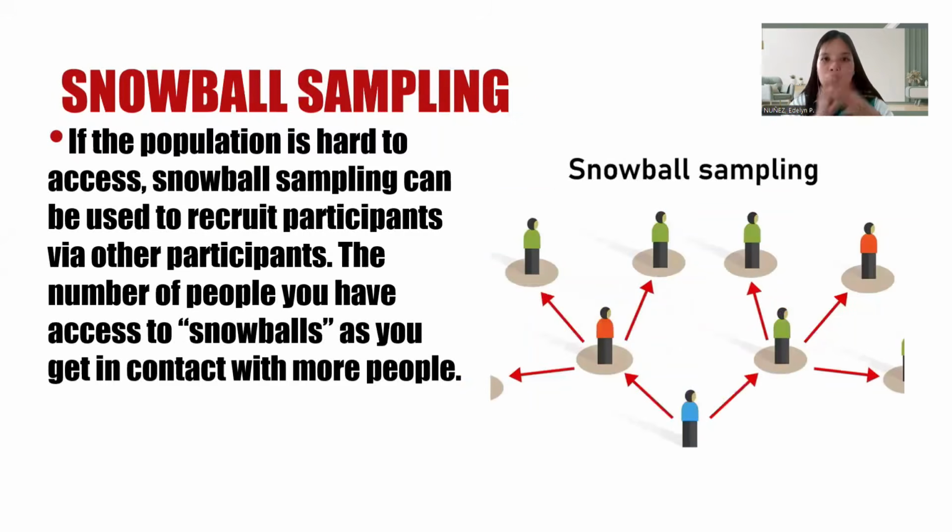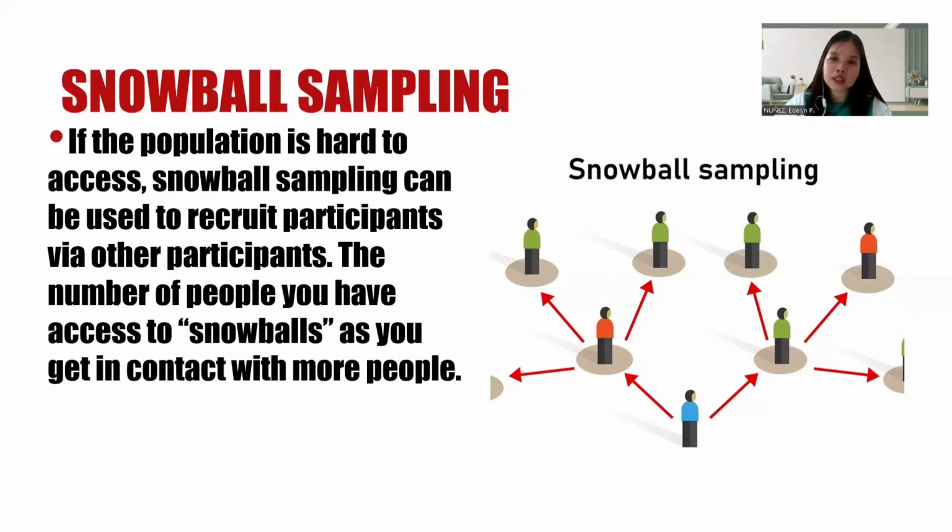Then we have the snowball sampling. Some of your classmates or those in the other section have mentioned already what snowball sampling is. As defined, snowball sampling is used when the population is hard to access. For example, you want to survey piggery owners, and you don't really know who the piggery owners in that certain area are. So you do snowball sampling.